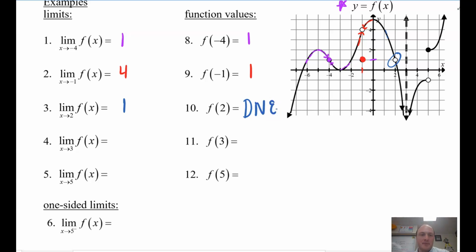DNE. Number 4, what is the limit of f of x as x approaches 3? We'll look at 3. Here's 3. Notice how there's a vertical asymptote here. It's going down here, approaching -infinity, and on this side, approaching -infinity. So the limit as x approaches 3 is -infinity, but we're going to say it does not exist. DNE, does not exist. Then what is the actual value at f of 3? The same idea here, that it does not exist.